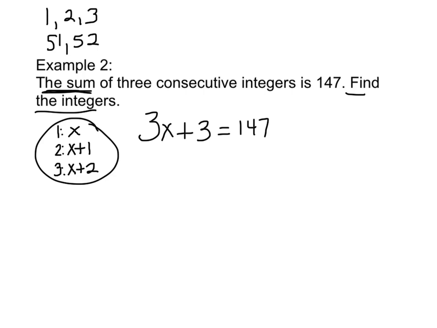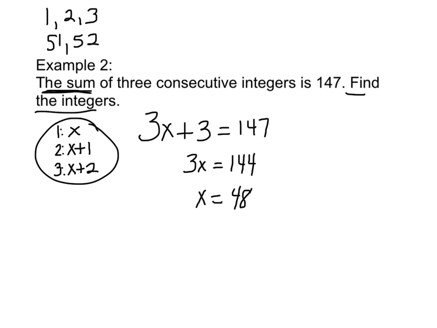So step 1, define the variable. Step 2, we wrote our equation. Step 3 is to solve it. So we subtract 3. That gives us 144. Divide by 3. That gives us 48.